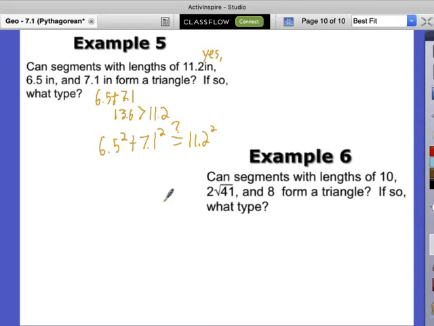Yeah, it's 42.25. Okay. Let's dial it in, guys.